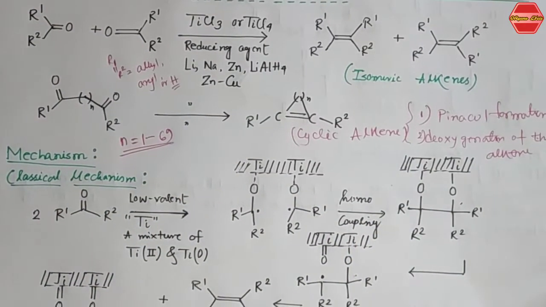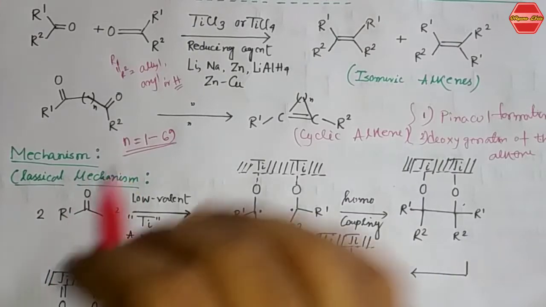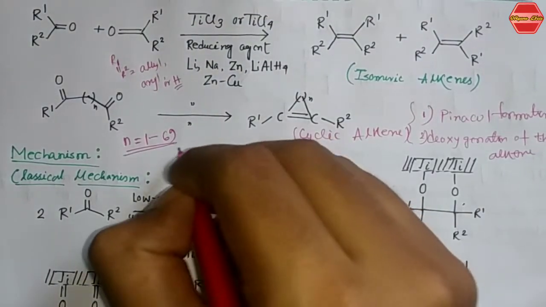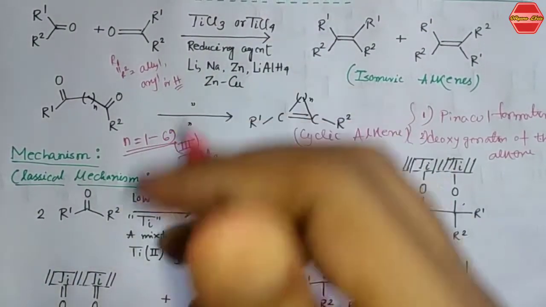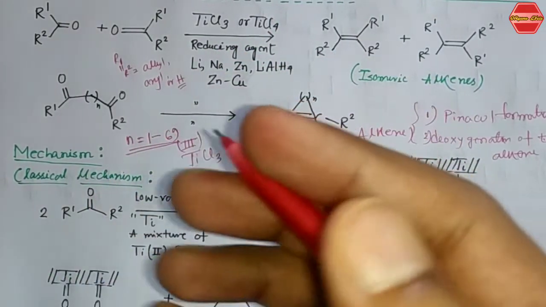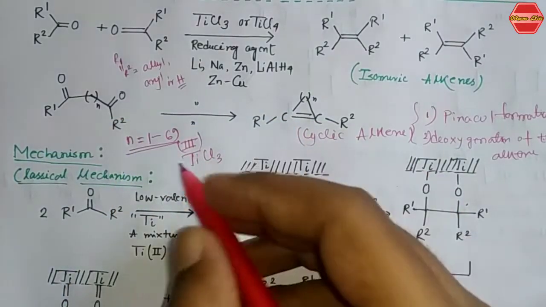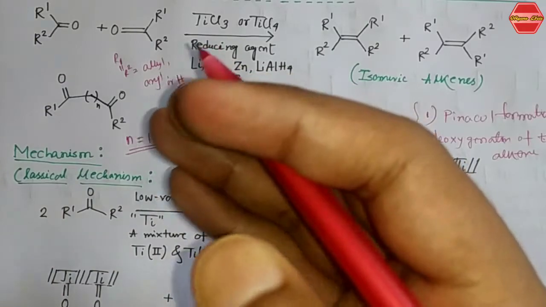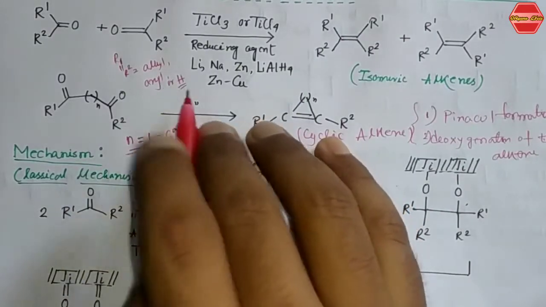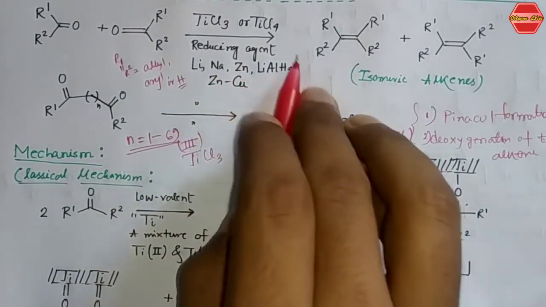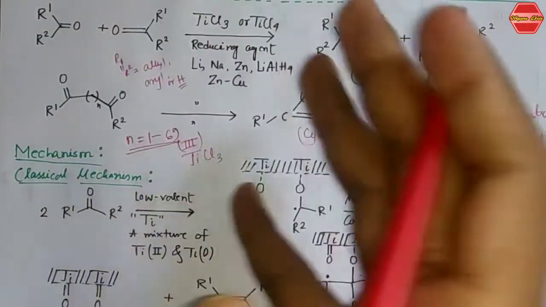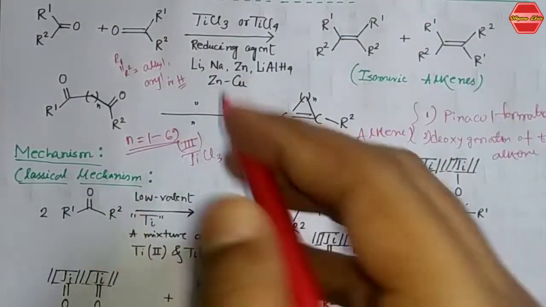Now when we are using TiCl3, the oxidation state of titanium is 3, but we have to use the titanium in a lower valent condition, that is, either 0 or 2. So from 3 we have to reduce it to 0. That's why we have to use a reducing agent, which may be lithium, sodium, zinc, lithium aluminum hydride, or a zinc-copper couple. Any one of these reagents can be used as the reducing agent.